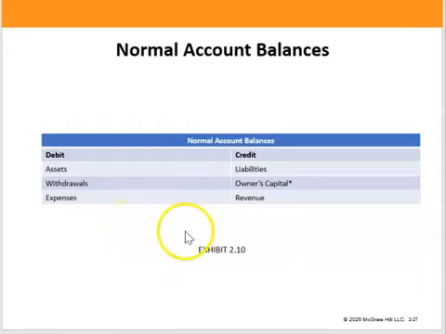So the normal account balances for an increase, if you're increasing an asset, it's a debit. If you're increasing a withdrawal, it's a debit. If you're increasing your expenses, they're debits. For credits, if you're increasing your liabilities, it's a credit. If you're increasing your owner's capital, which would be an investment, that's going to be a credit. And revenue is also going to be a credit.